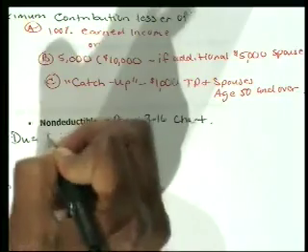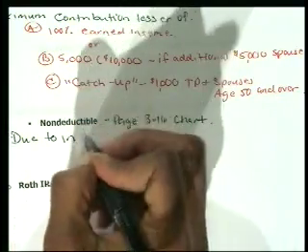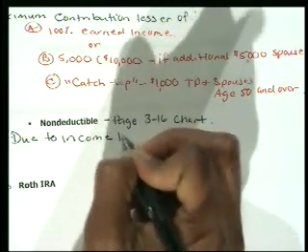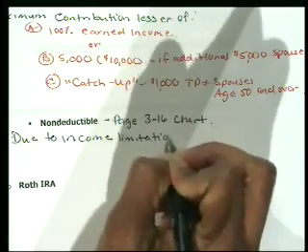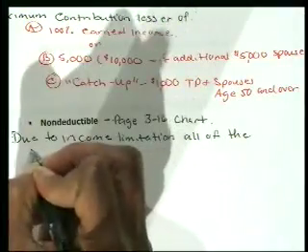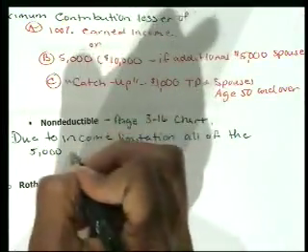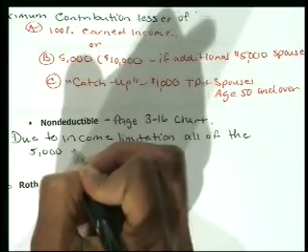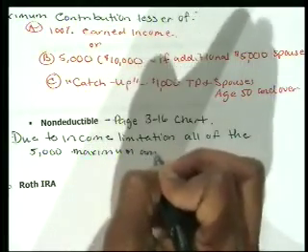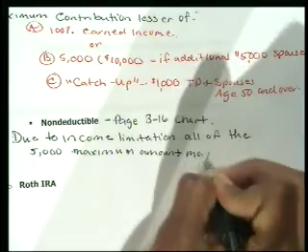So let's write a note and then we'll look at the exercise. But due to income limitations, so it's going to be based off your income. That's what they're looking at. Due to income limitations, all of the 5,000, and I know it could possibly be 6,000 or 10,000, all of the 5,000 maximum amount may not be deductible.